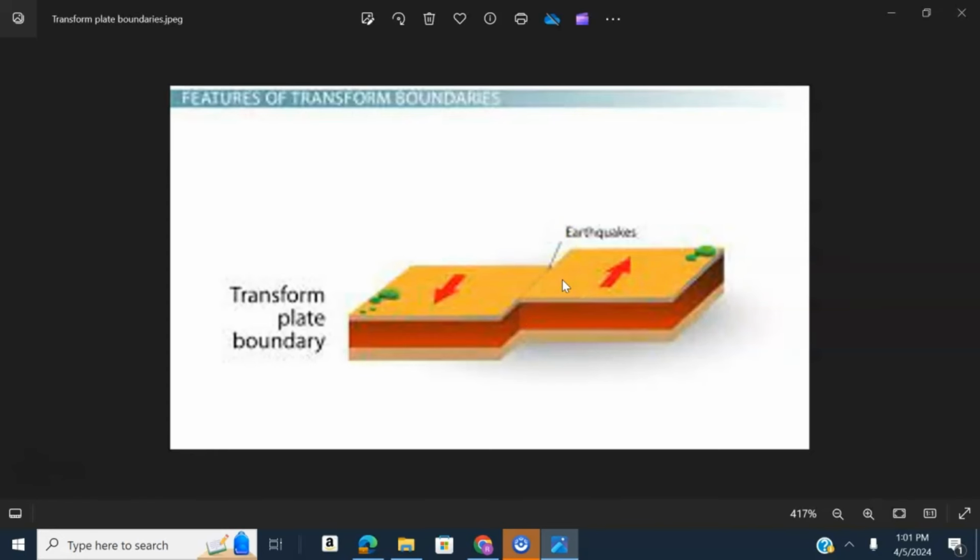So it produces faults. An example of a transform plate boundary is the North American plate sliding past the Caribbean plate. Once you included the direction they are moving, sliding past each other, the example, which is North America sliding past the Caribbean plate, as well as the resulting feature, which is the fault, then 3 marks should be yours for transform.